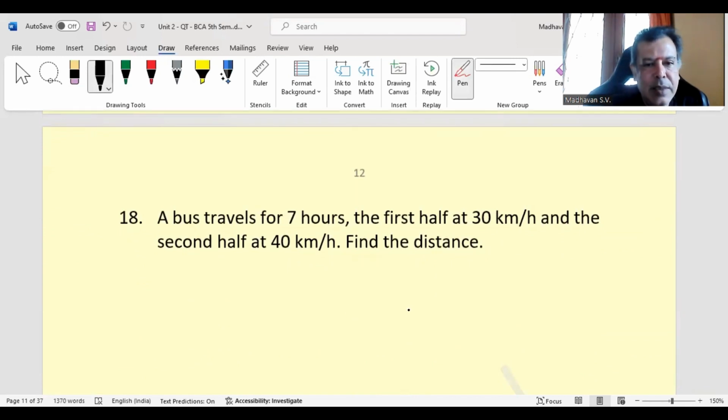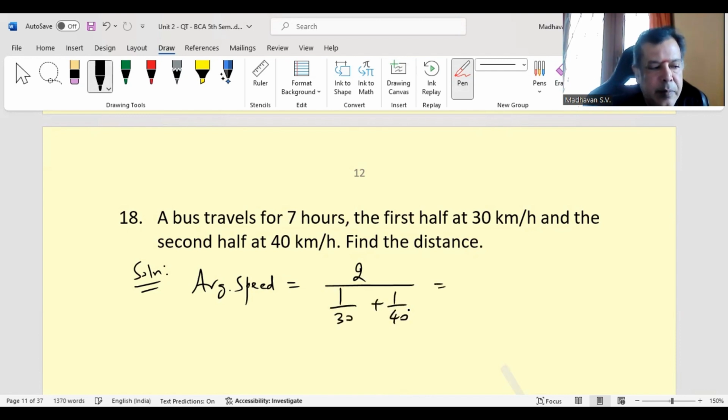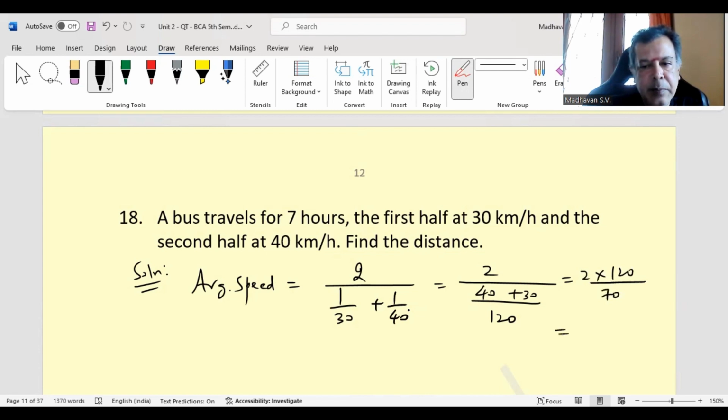A bus travels for 7 hours, the first half at 30 km per hour and the second half at 40 km per hour. Find the distance. First, let us find out the average speed using harmonic mean. So you have 2 observations. So 2 divided by 1 by 30 plus 1 by 40. So 2 divided by LCM for 30 and 40 is 120. This is 4, 3. We get 2 multiplied by 120 divided by 7. We get 240.